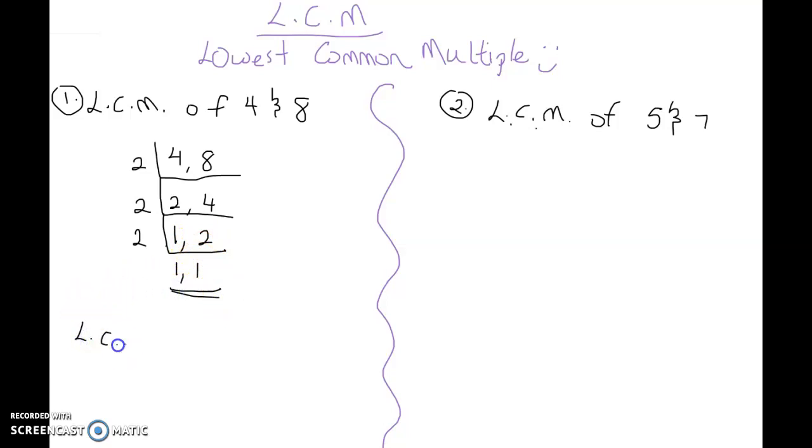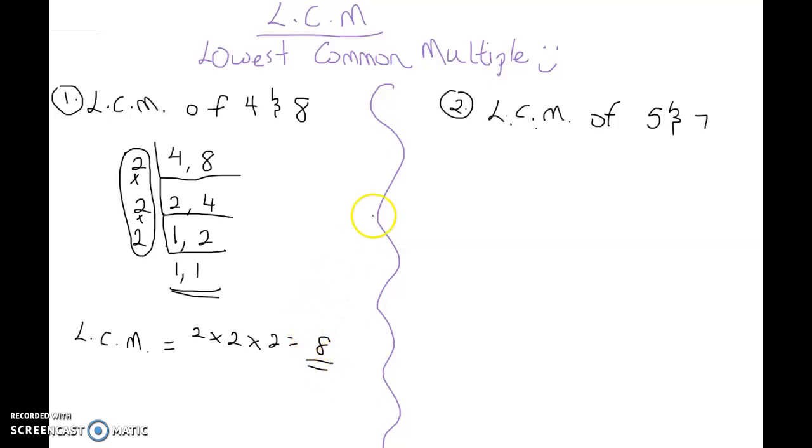So now our LCM is very simple from there. We just take all the numbers from the left hand side here and we multiply them together. So we get 2 times 2 times 2, which is 8. My LCM is 8. And you can double check with the video from before.